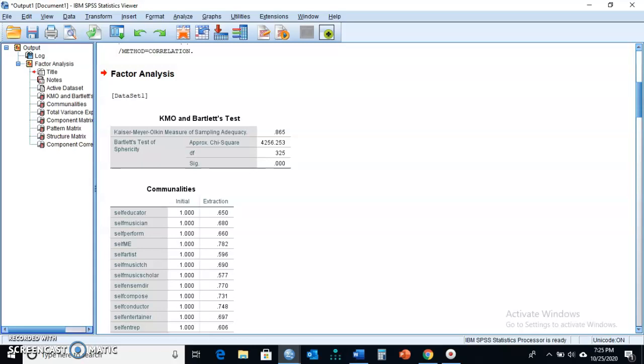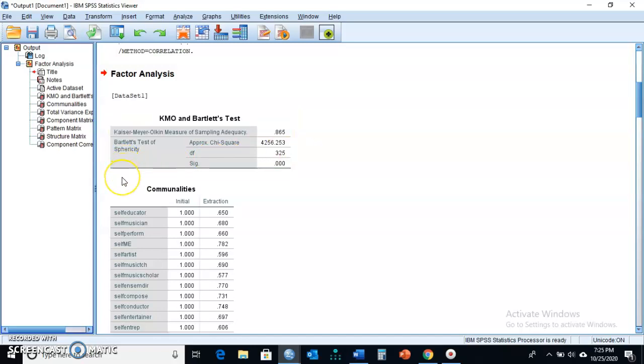So, KMO, Kaiser-Meyer-Olkin measure. This tells us if the magnitude of the correlations is large enough to proceed, and it needs to be at least 0.5. That's the rule of thumb. And as you can see, rounding up, we've got a 0.87 KMO. So that's good. Moving to Bartlett's test.